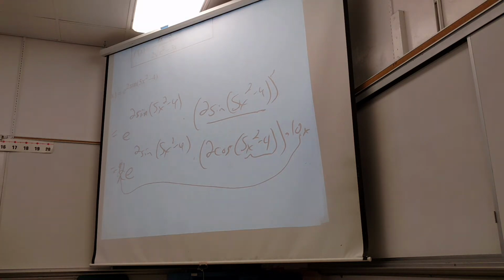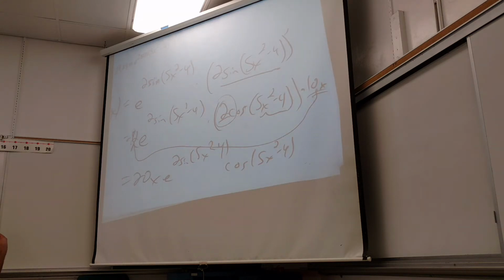All right, how are we feeling about that so far? Could you pull a 2 off the cosine and multiply by 10x? Oh yeah, this is not to a power, so yeah, the 2 can come out. So you get 20x e to the 2 sine 5x squared minus 4 cosine 5x squared minus 4. Yeah, cool. I like it.